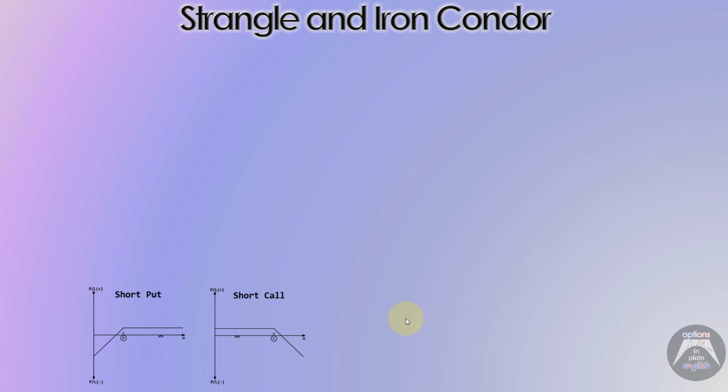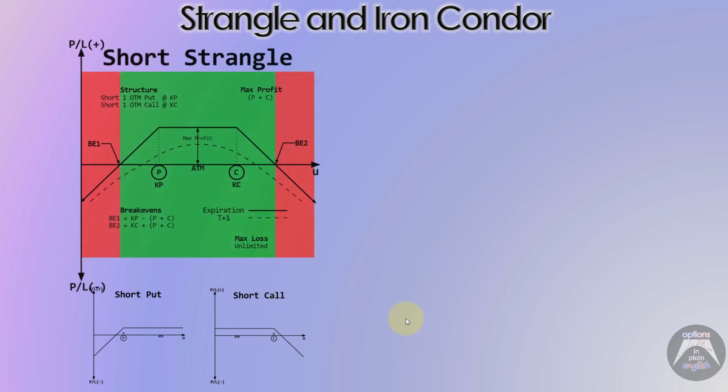And what will happen if you put them together? Well, if you were to sell a put that's out of the money and sell a call that's out of the money as well, simultaneously, you would have a position that's called a strangle. So a strangle is made up of a short out of the money put here and a short out of the money call here. This is where the price is right now. So both these options are out of the money.